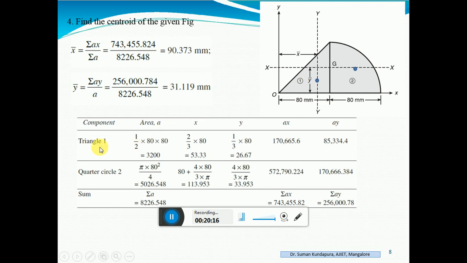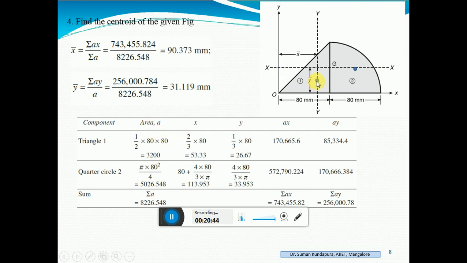First one is triangle. I've taken. Find out the area of this triangle. Half into base into height. Height is not given. How will you find out? This is a quarter circle. Quarter circle radius is 80 mm. So if this is 80 mm, this side also it is 80 mm. So half into 80 into 80. 3200.